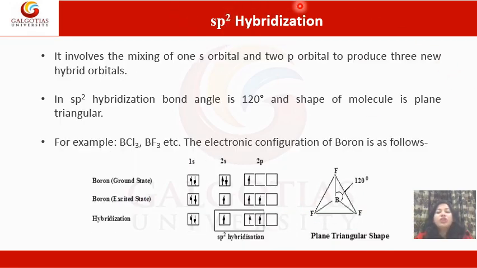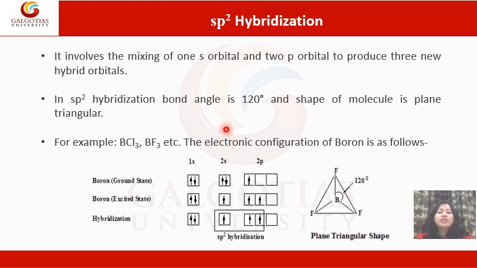Next is sp2 hybridization. It involves the mixing of one s orbital and 2 p orbitals to produce three new hybrid orbitals. In sp2 hybridization, the bond angle is 120 degrees and the shape of the molecule is planar triangular. BCl3 and BF3 are examples of sp2 hybridization.